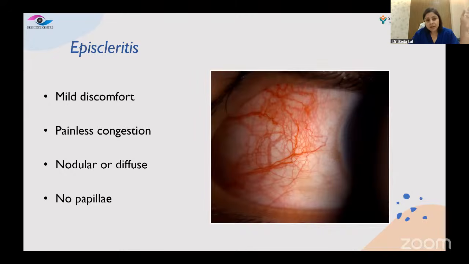Then we have episcleritis. Episcleritis patients usually just have a painless congestion with very mild discomfort. They do not have any itching. There is no papillary reaction and it usually resolves with just NSAIDs and lubricants.